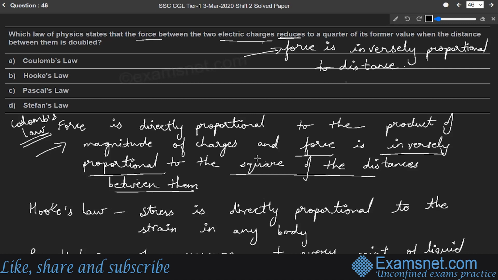Because we know that the question implies that force is reduced when distance is increased, and it implies that force is inversely proportional to the distance, which is the same as Coulomb's law. So for this question, the correct option is option A, which is Coulomb's law. I hope you are clear with this question.